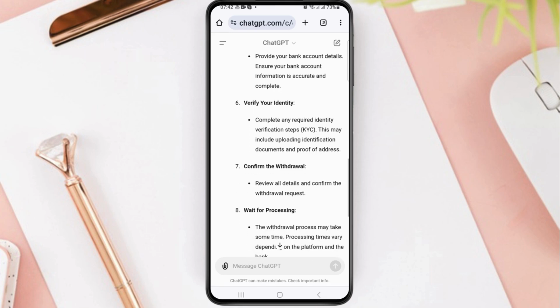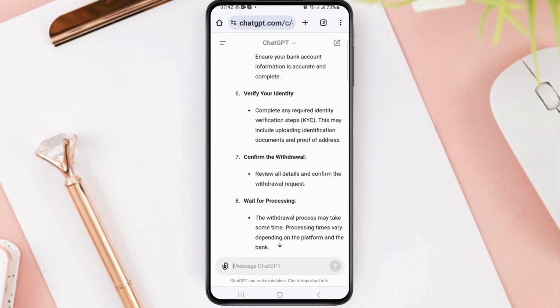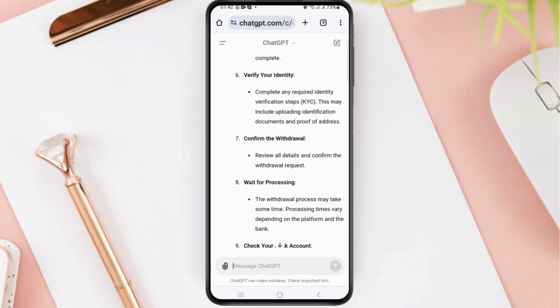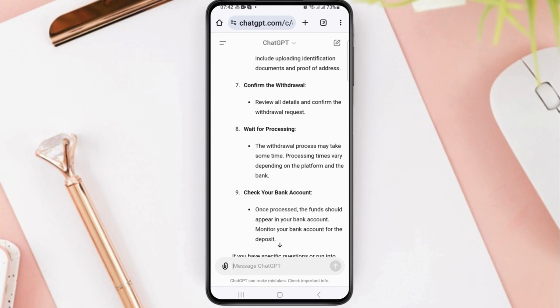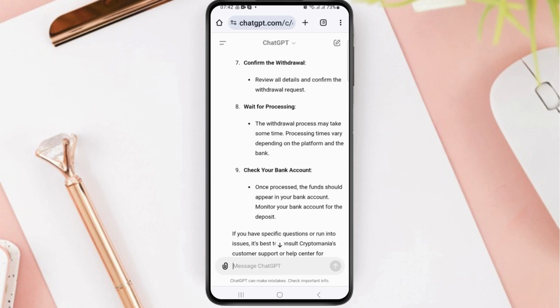You can complete any required identity verification steps. This may include uploading your identification documents and the proof of address. After that, you have to review all the details and confirm the withdrawal request.